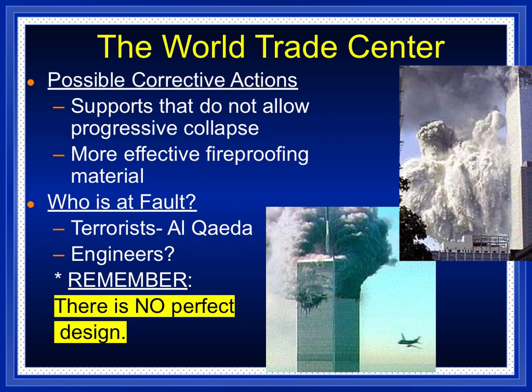Possible corrective actions, in other words, what could they do differently? Supports that do not allow progressive collapse, so a different design to the building so it doesn't fall straight down. More effective fireproofing material. Who is at fault? Terrorists. Engineers. Remember, there's no perfect design, but this did allow engineers to take a look at it, and I don't know that they can necessarily make a building that is plane proof, but it does allow them to look at it and say, what could we do differently so maybe there's less damage, or what can we do to try to improve the design of it.